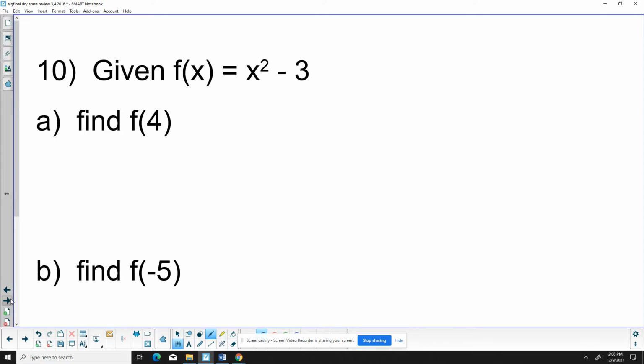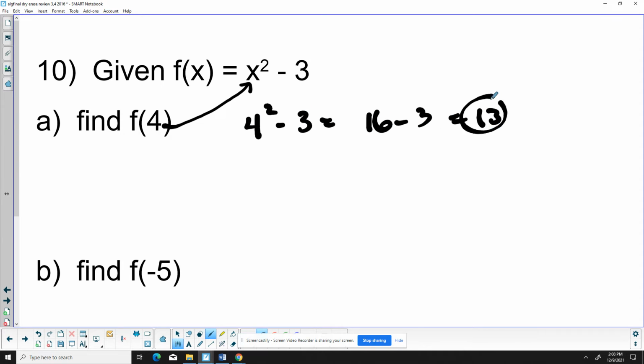All right, these are plug-and-chugs. Notice that f of x, I have f of 4. 4 took the place of the x. So I take the 4 and I put it right in there. So 4 squared minus 3 is 16 minus 3, which is 13.